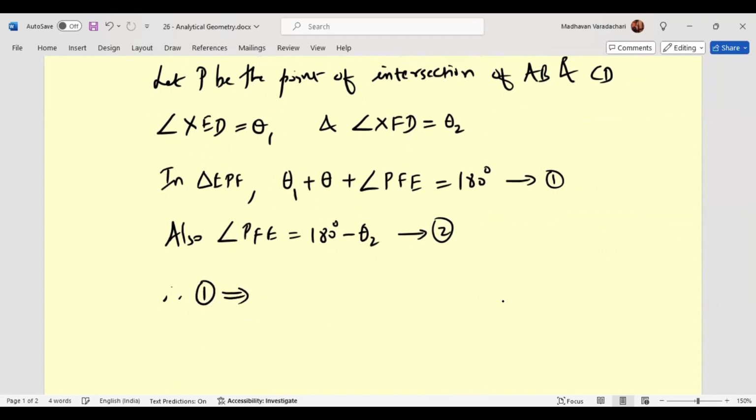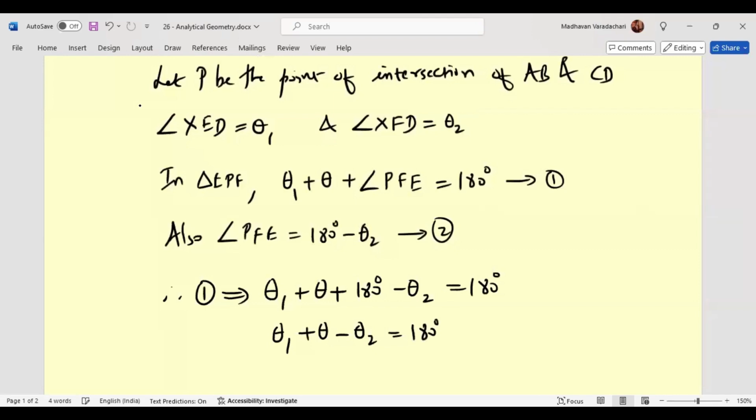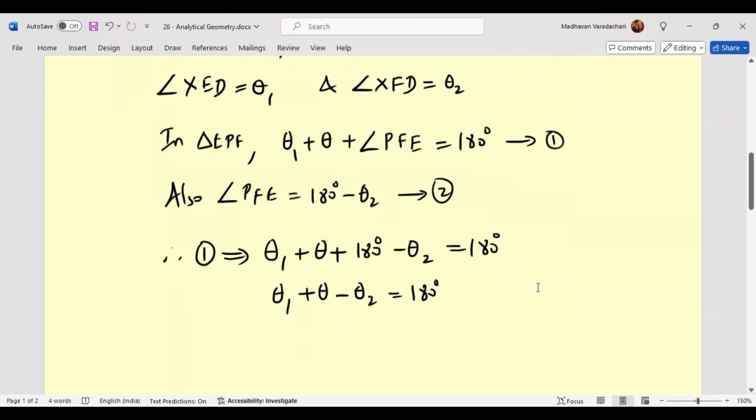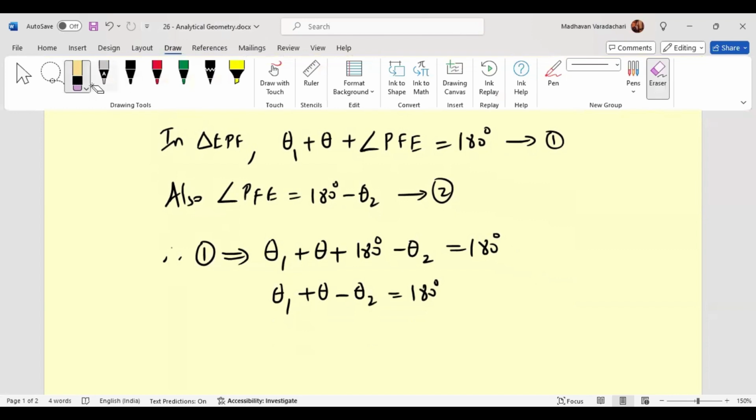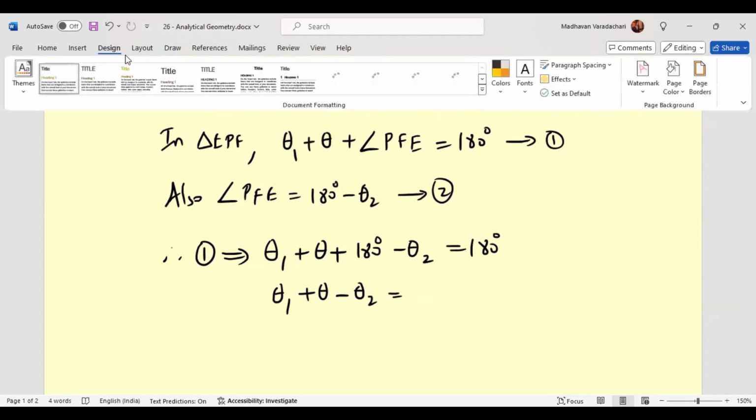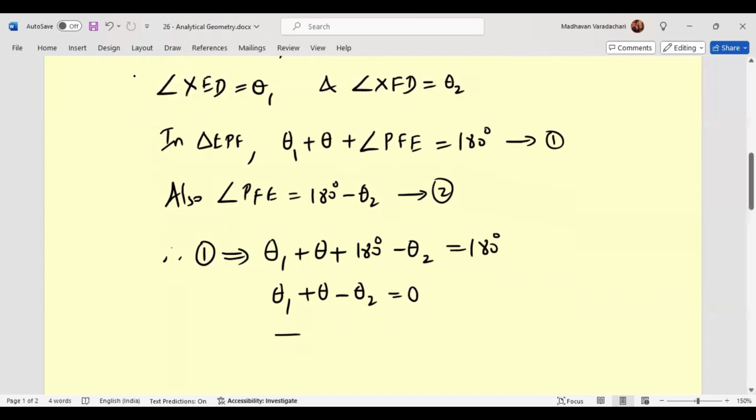Therefore, we can write 1 as theta 1 plus theta plus 180 degrees minus theta 2 equal to 180 degrees. Subtracting both sides by 180 degrees, we will have theta 1 plus theta minus theta 2 is equal to, sorry, not 180, it is 0 because we subtracted both sides by 180 degrees. So that means our theta can be written as theta 2 minus theta 1, that side if I take it becomes positive, this one becomes negative.